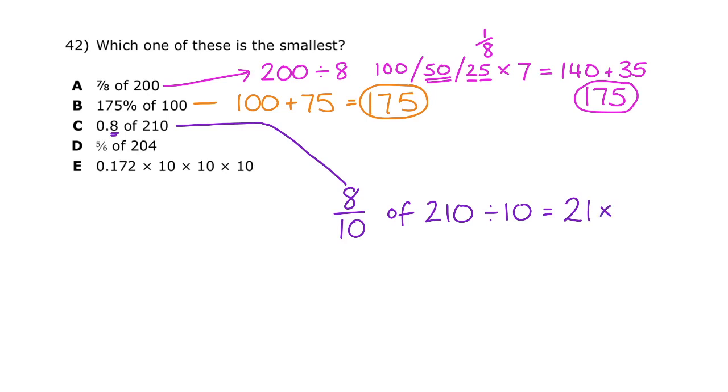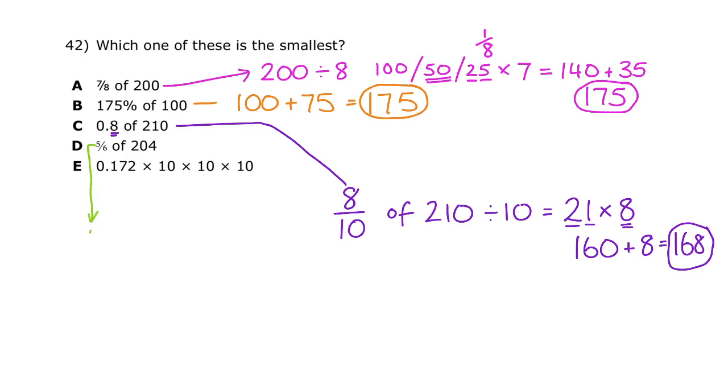And then we multiply this number by 8. 20 times 8 is 160, and 1 times 8 is 8. 160 plus 8 is 168. So this is the answer to option C. Now look at option D, 5/6 of 204.